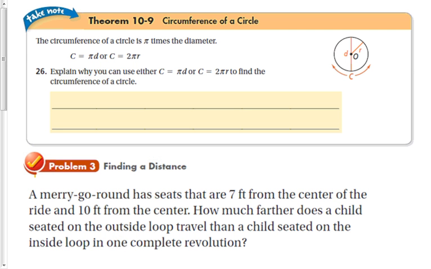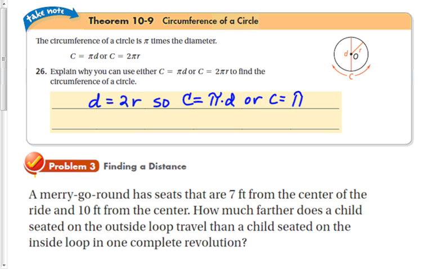Just to review, circumference is diameter times pi, or 2 times the radius times pi. The reason you can use either of those is because the diameter is equal to 2 times the radius. So the circumference can be written as pi times diameter, or substitute 2 times r for diameter.